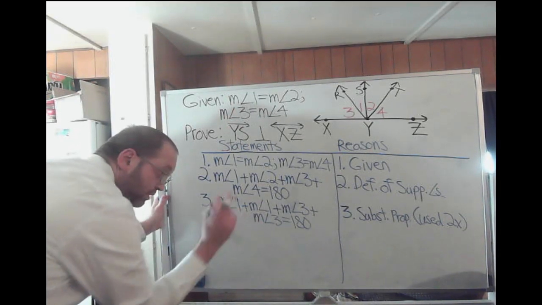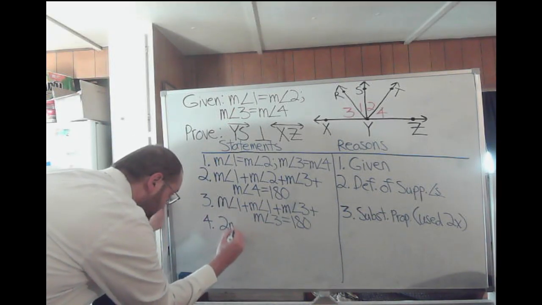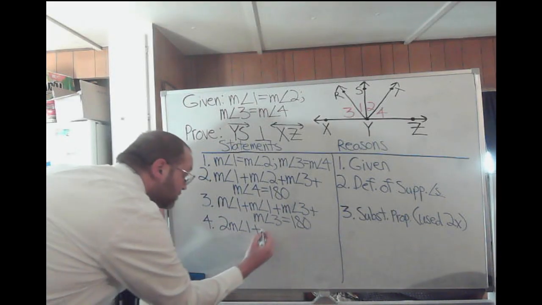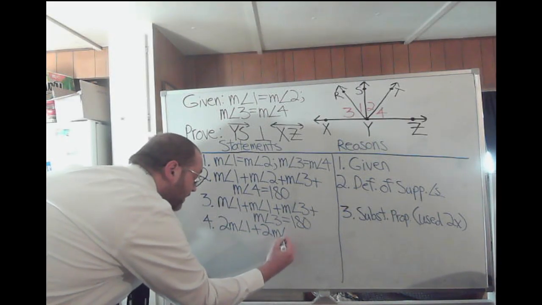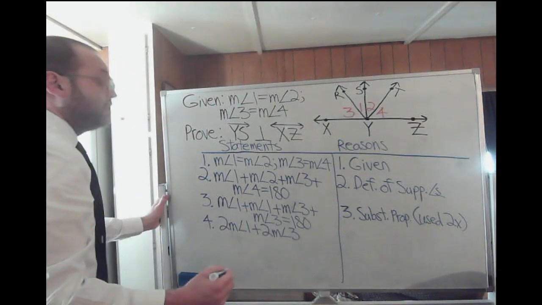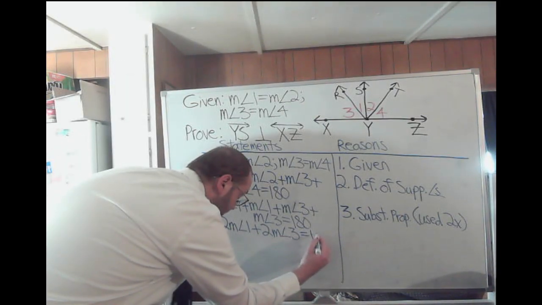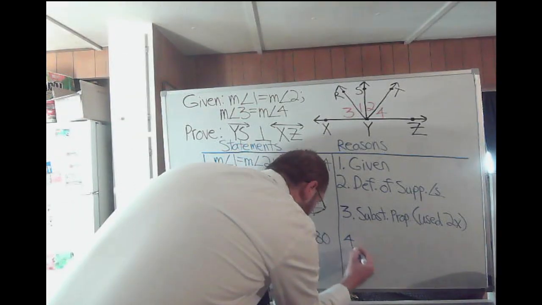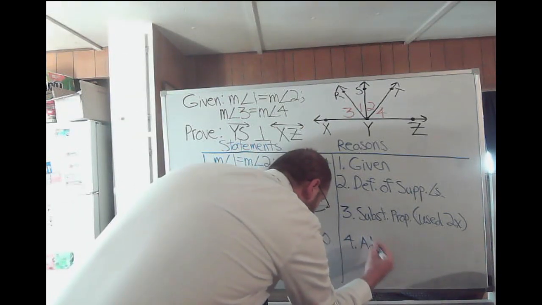Now let's do some addition. Measure of angle 1 plus the measure of angle 1, so that's twice the measure of angle 1, plus twice the measure of angle 3 equals 180. That's simply by the addition property for reason 4.